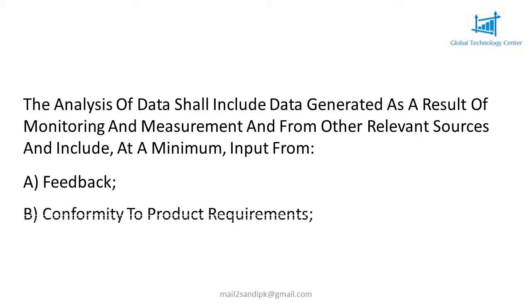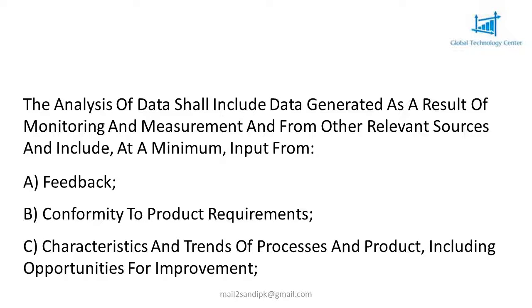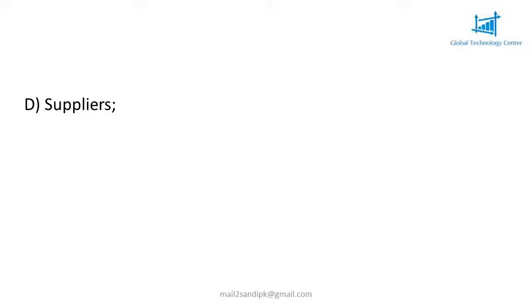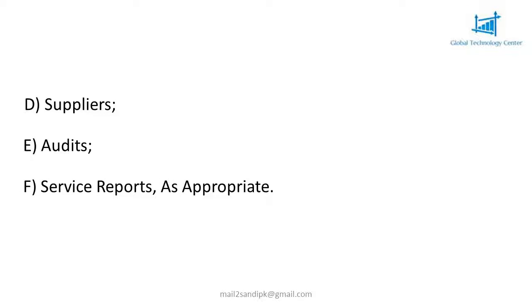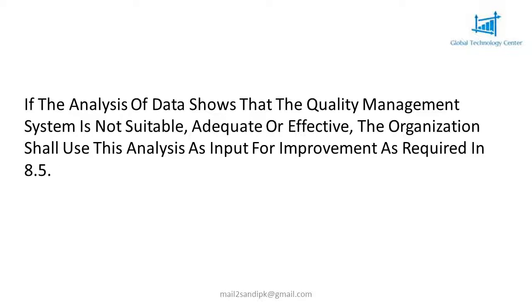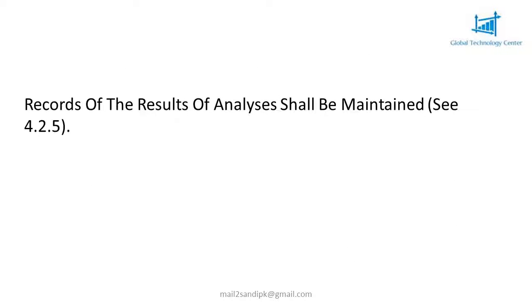A. Feedback, B. Conformity to product requirements, C. Characteristics and trends of processes and product, including opportunities for improvement, D. Suppliers, E. Audits, F. Service report, as appropriate. If the analysis of data shows that the quality management system is not suitable, adequate or effective, the organization shall use this analysis as input for improvement as required in 8.5. Records of the results of analyses shall be maintained.